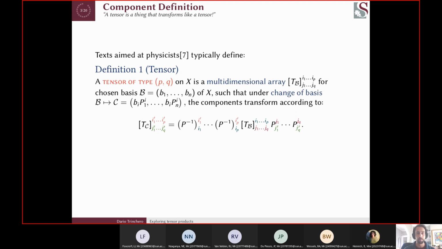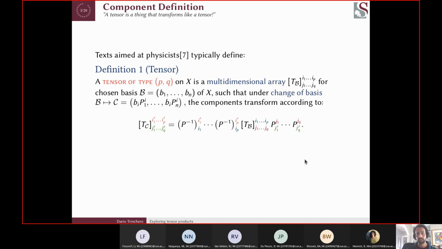And this is probably the only one that you'll manage to get out of a physics lecturer, at least most physics lecturers. So a tensor of type PQ is a multi-dimensional array with P upper indices, which I've called I, and Q lower indices, and it's associated with a chosen basis B, such that under a change of basis, this is a change of basis transformation here, these P matrices represent the change of basis matrix, the components transform according to this disgusting mess over here.